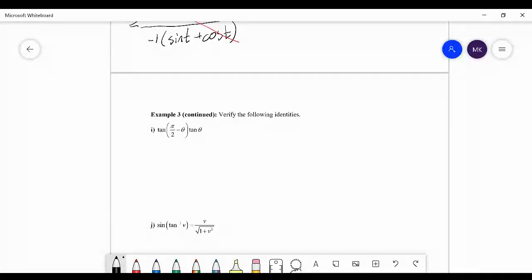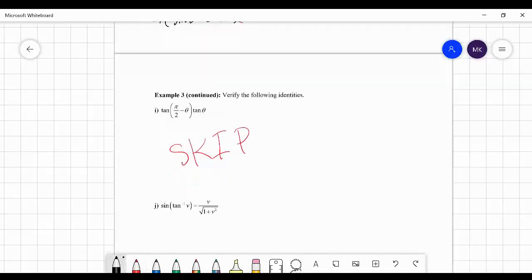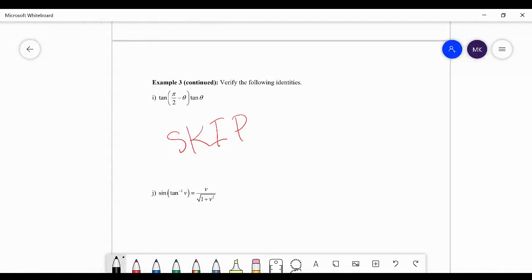This one right here. Skip. Because I like you guys. Again, this is just using some identities, involving this relationship here. Tangent of pi over 2 minus theta, that's just cotangent of theta. And that's just to deal with the relationship of those in the unit circle. Not something I'm too worried about. We're going to move on.